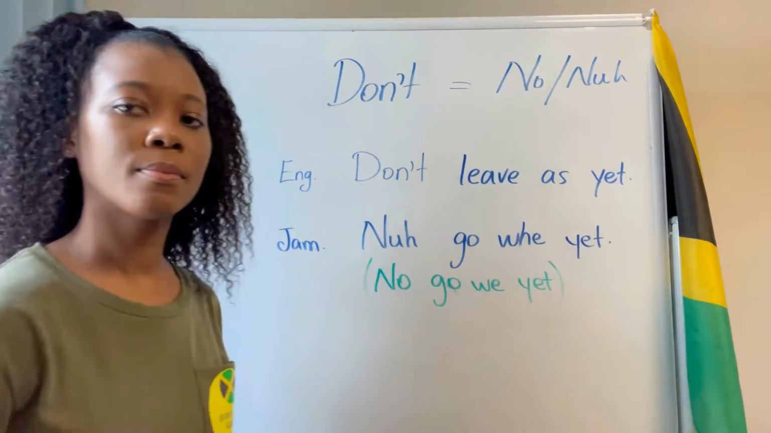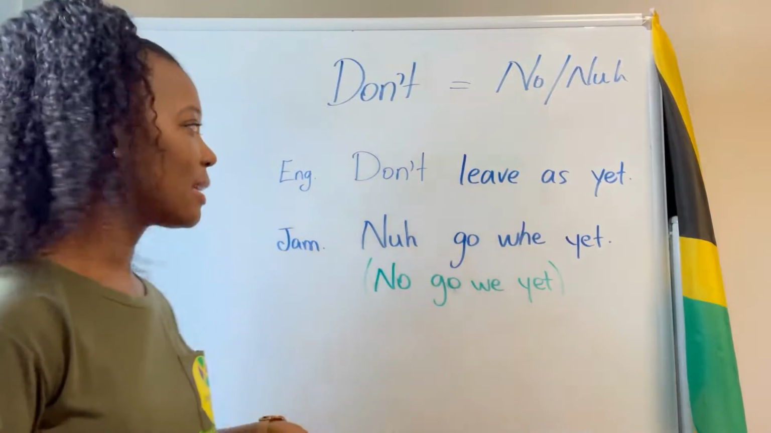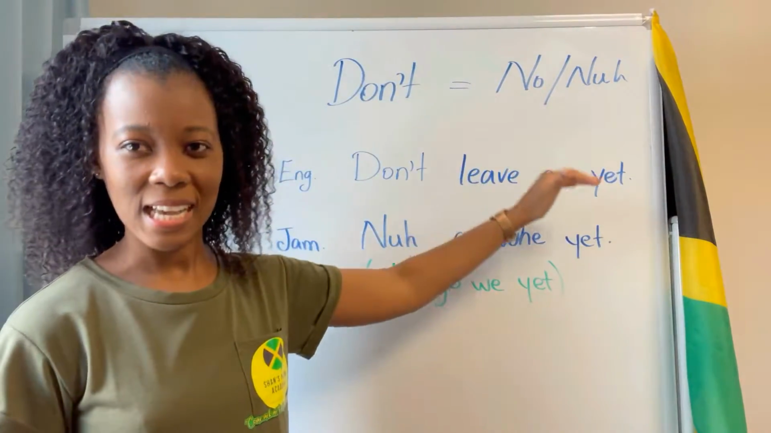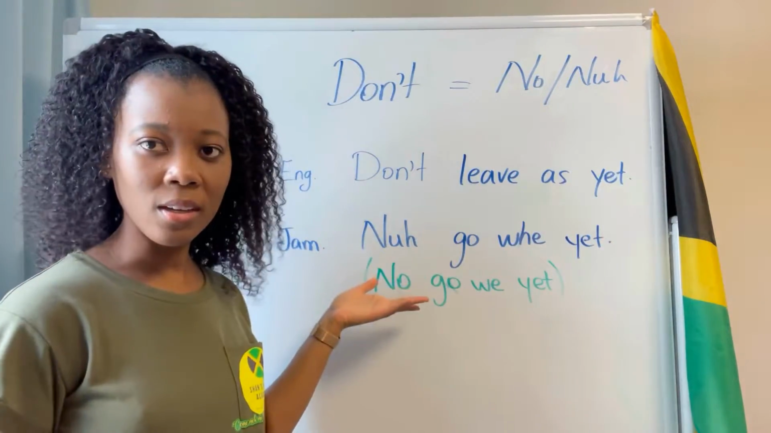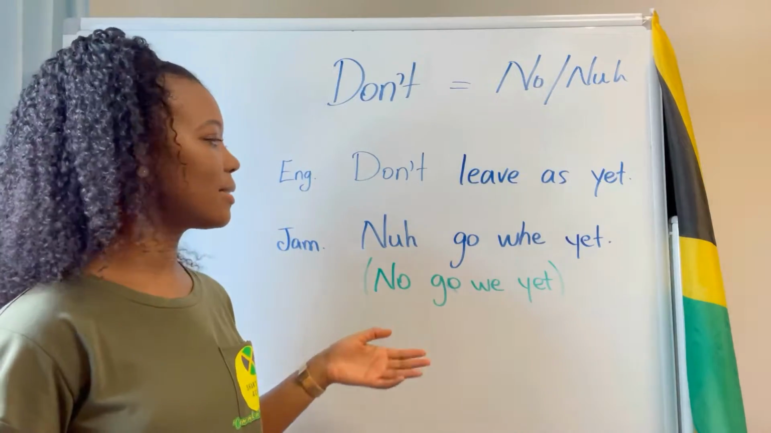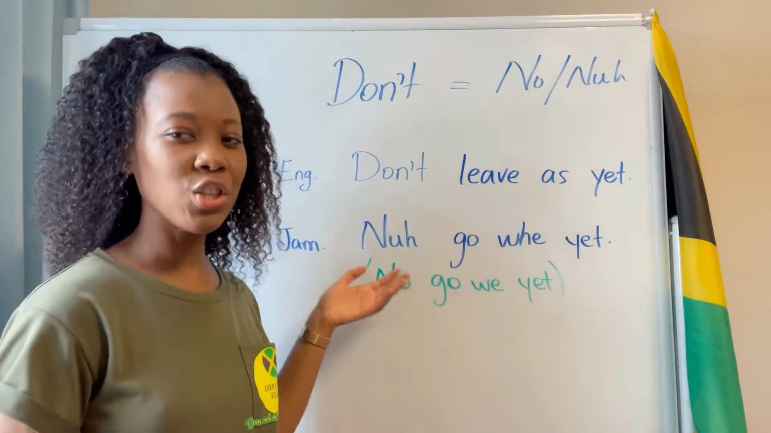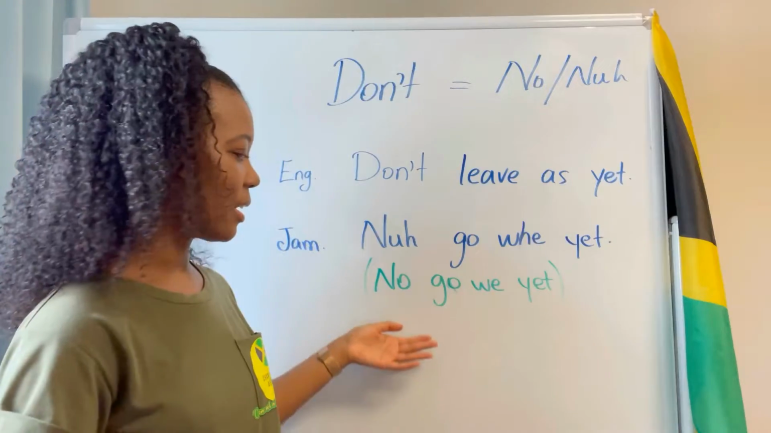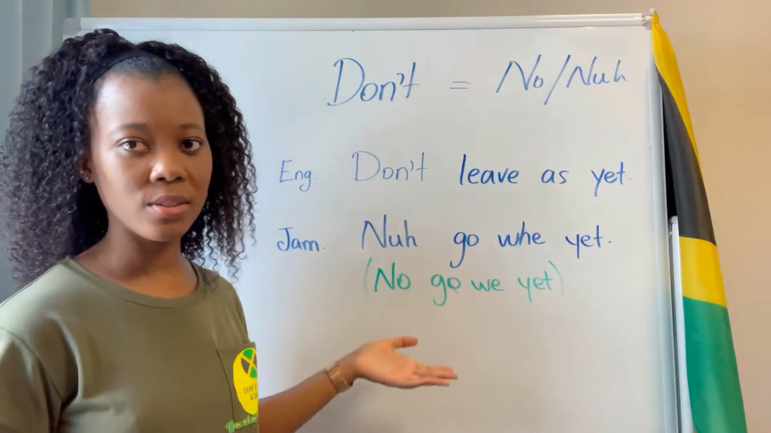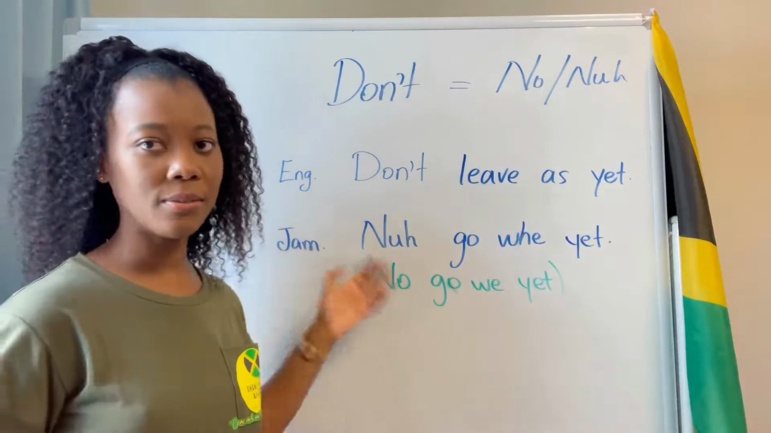Don't enter. Another example is don't leave as yet. In Jamaican, one way to express this idea is no go yet. And here we have two different spellings. This is an alternative spelling.